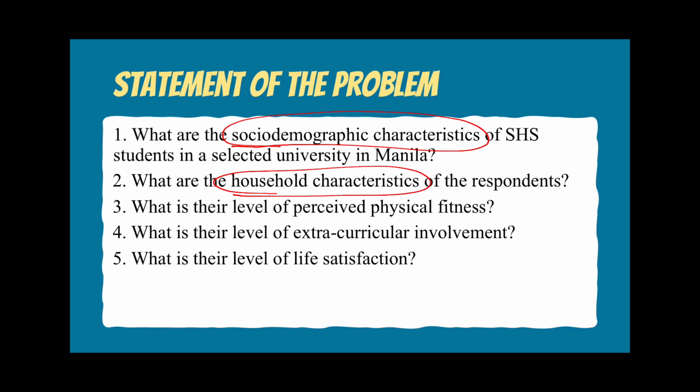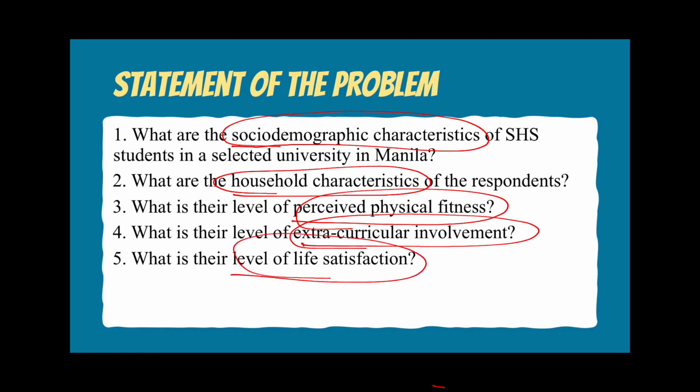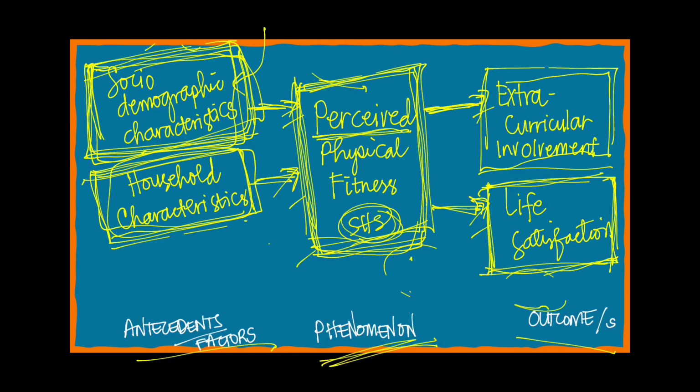Number 3, what is the level of perceived physical fitness? And then number 4, what is their level of extracurricular involvement? And then number 5, what is their level of life satisfaction? As you can see, we have to answer this first, right? So that's the first question, second question, third question, fourth question, fifth question. So those were our first analytical components described.